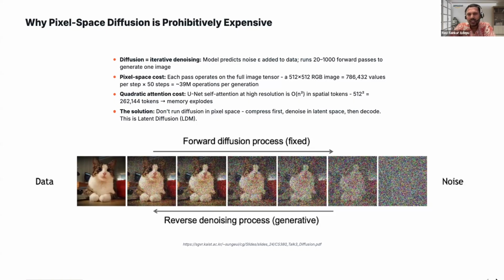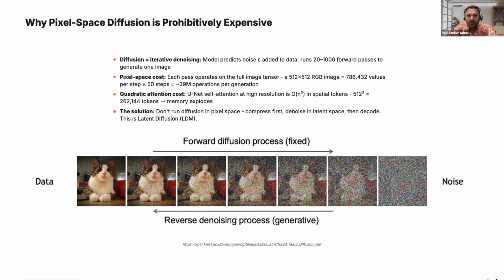It gets worse because the attention inside these models scales with the square of the number of positions. So at full resolution, the memory just explodes. So doing diffusion right on the pixels is painfully expensive. It's the reason why the early diffusion models were slow and capped at small images.